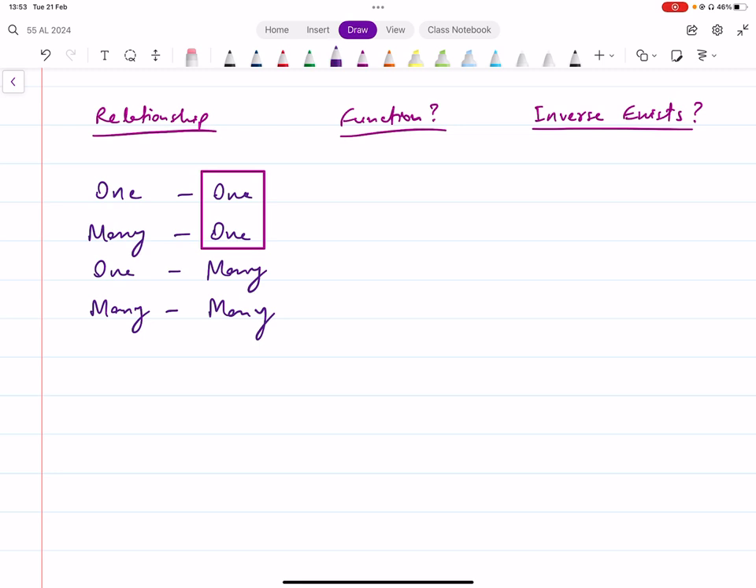So only these first two types are called functions. The third and fourth types, you have equations that are one-to-many relationships or many-to-many relationships, but we don't call them mathematical functions. All right, उनको हम function नहीं कहता.